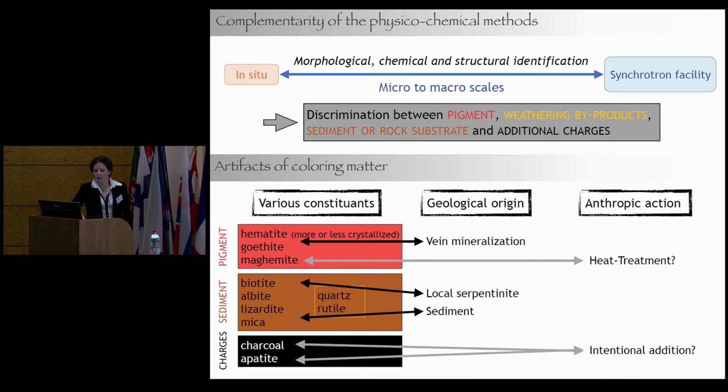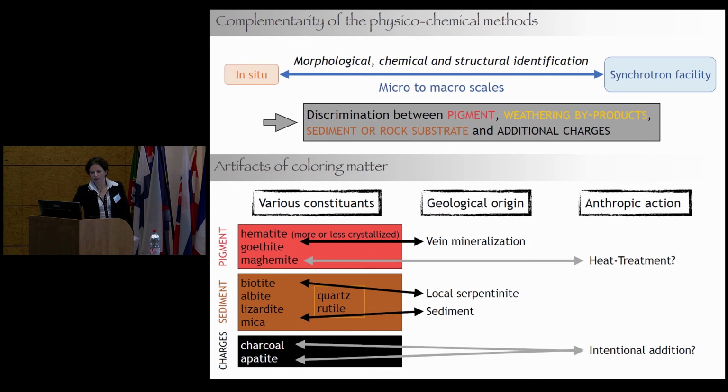So I really want to focus on the complementarity of the in situ and laboratory techniques and synchrotron facility. It's really important to cross over different scales, with morphological, chemical and structural identification, to be able to discriminate the pigment, the weathering byproducts, the sediment for the artifact and the rock substrate for the pigment deposit on the substrate, and eventually the additional charge.